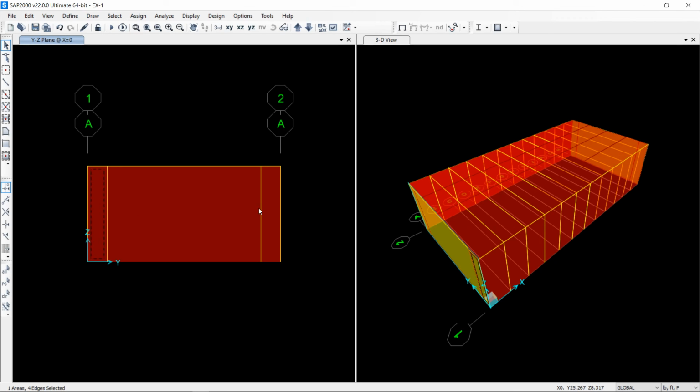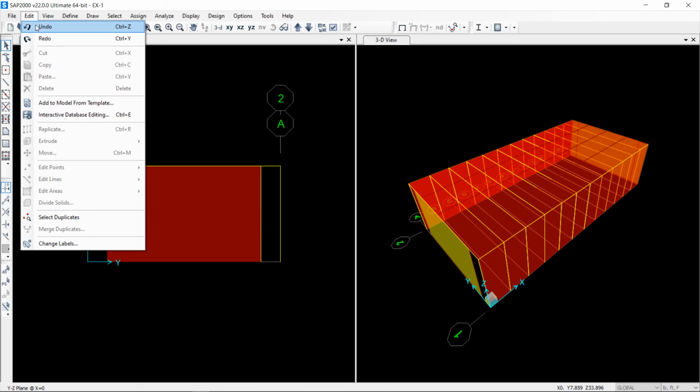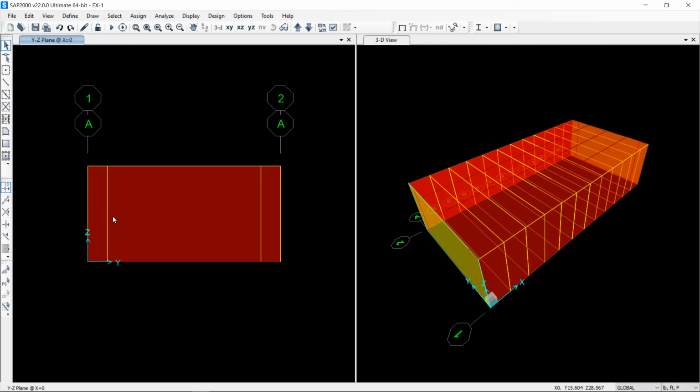Now what we have to do, we have to apply in this portion the load. Since this is masonry wall, no need to have this beam, this column over here. Oh, sorry. We can delete this. We can delete this.